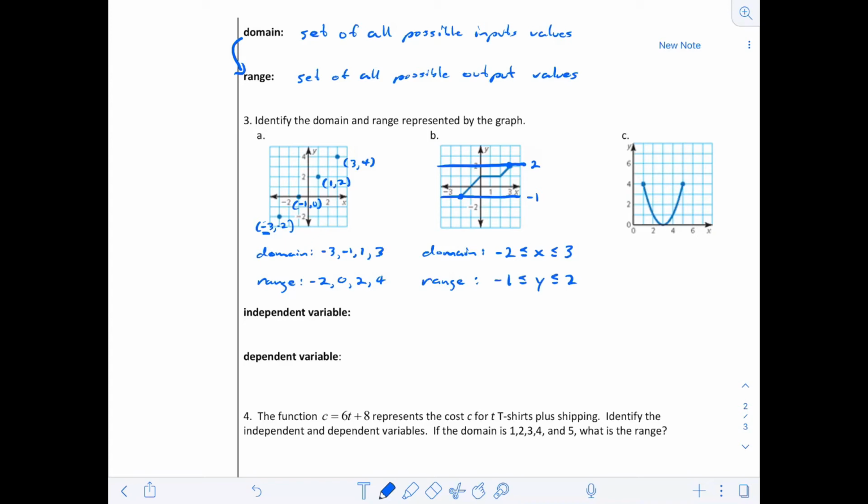All right, so again, if you want to try C, feel free to stop the video and see if you can write the domain and range for that. And then when you start it up, I'll go through the solution.